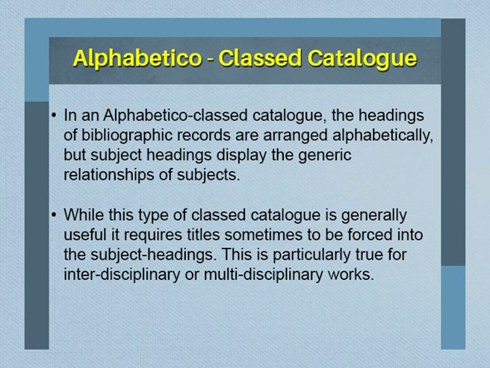So, the alphabetico-classed catalog. In the alphabetico-classed catalog, the headings of bibliographic records are arranged alphabetically, but the subject headings display the generic relationship of subjects.